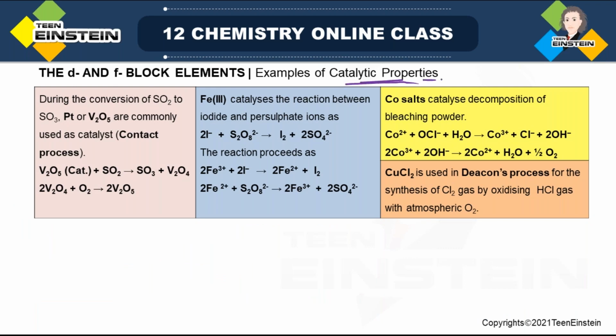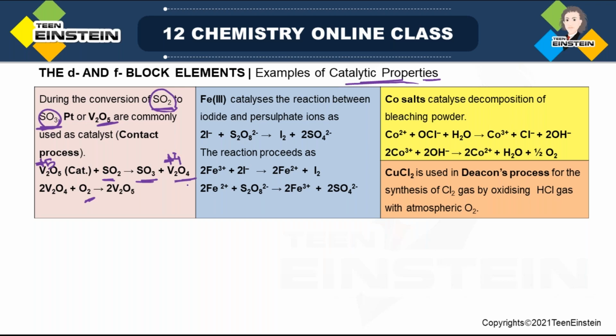Examples of some catalytic properties. Now we will see. The first example, conversion of sulfur dioxide to sulfur trioxide. Here the catalyst used is either platinum or vanadium pentoxide, and the process is known as the contact process. By this process, SO2 is oxidized to SO3. First V2O5 reacts with SO2 and it is converted to SO3, and V2O5 is changed to V2O4. Now V2O4 again reacts with oxygen. If we do this reaction in presence of air, oxygen will be available, and V2O4 is again oxidized to V2O5.